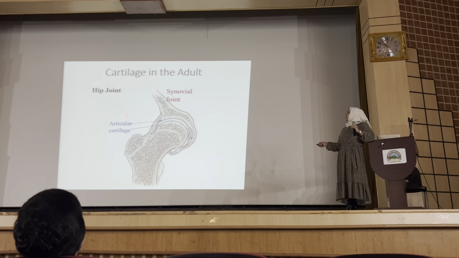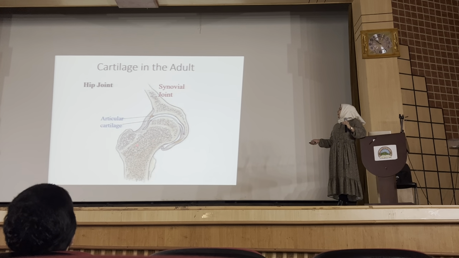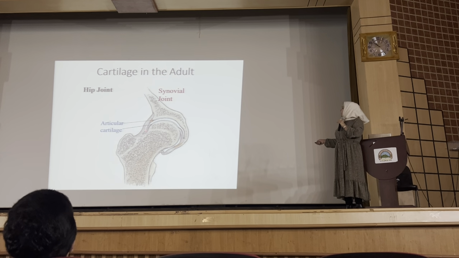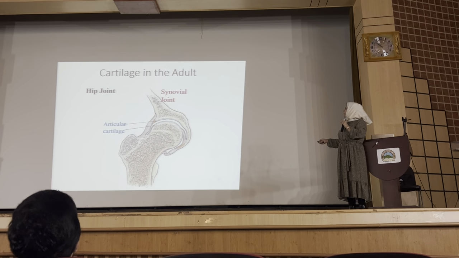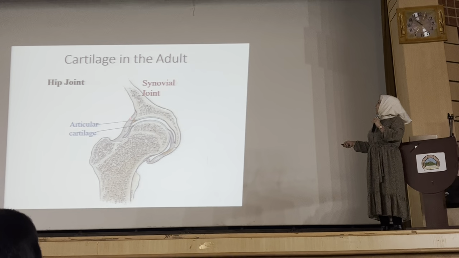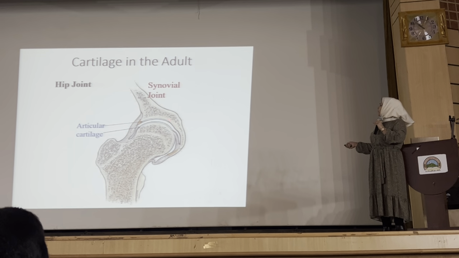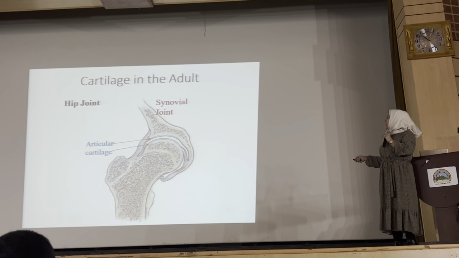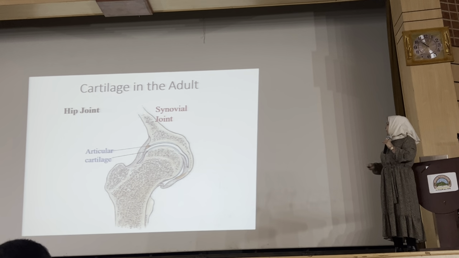For example, this is the hip joint. This is the upper end of the femur bone. The area shaded in blue is articular cartilage, which is found between the pubic bone and the upper end, or head, of the femur. This is the articular cartilage.